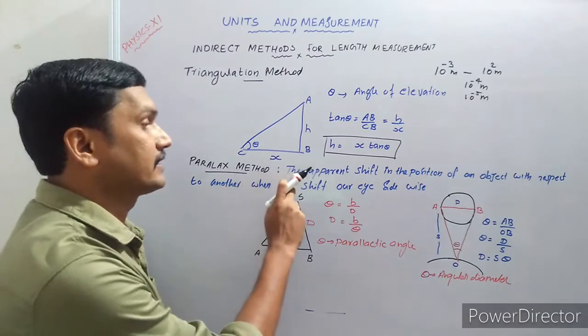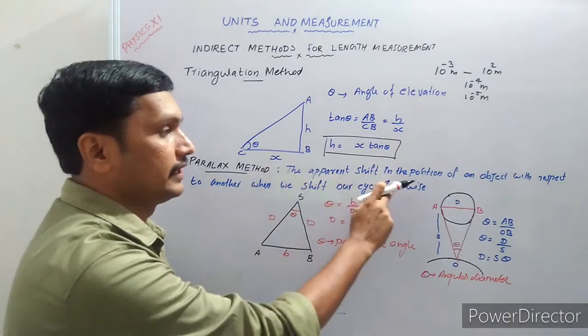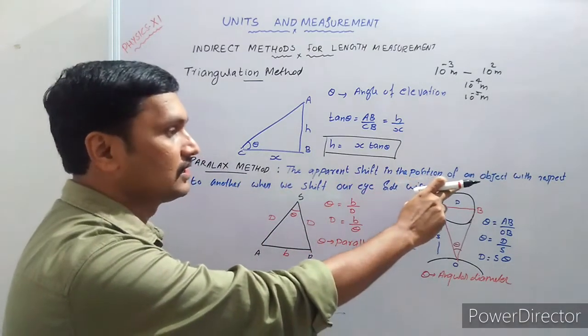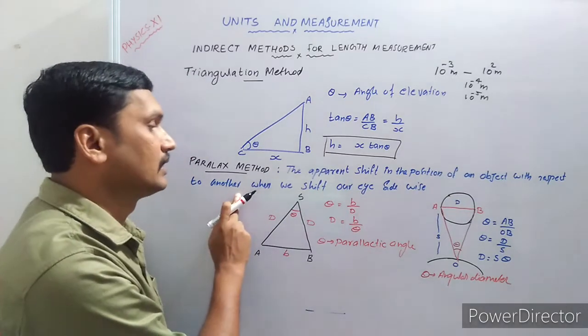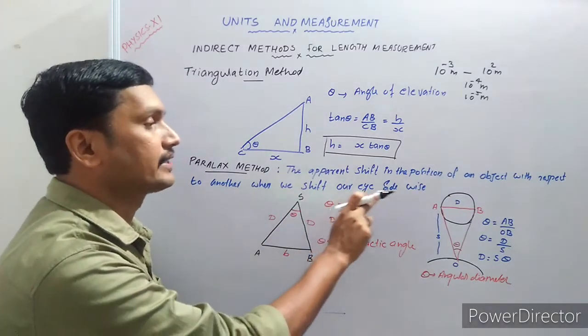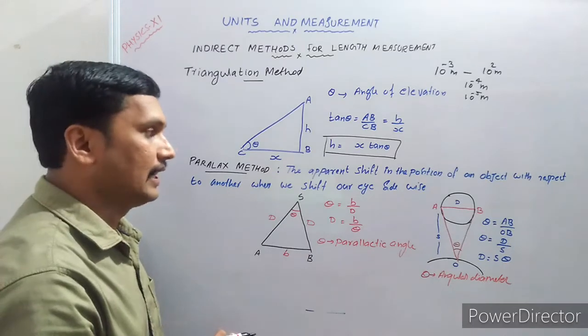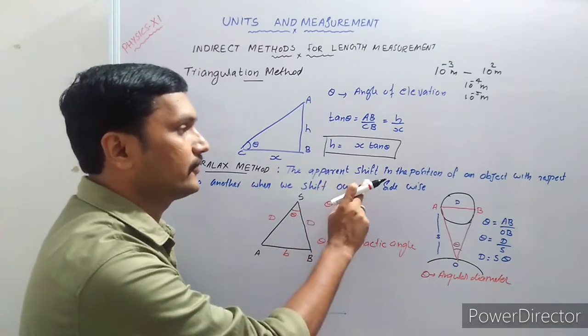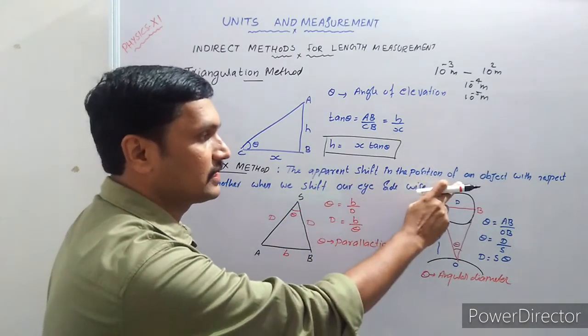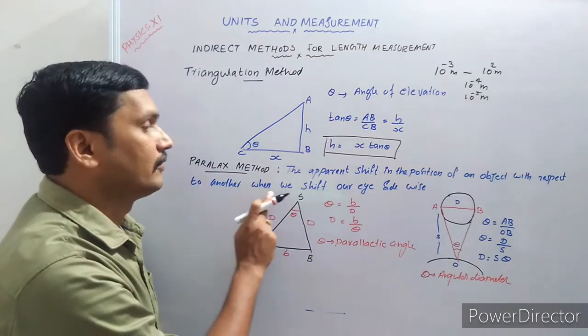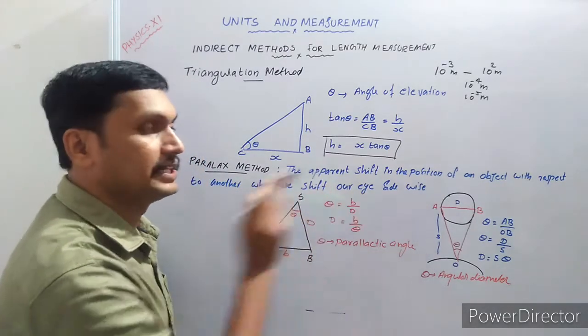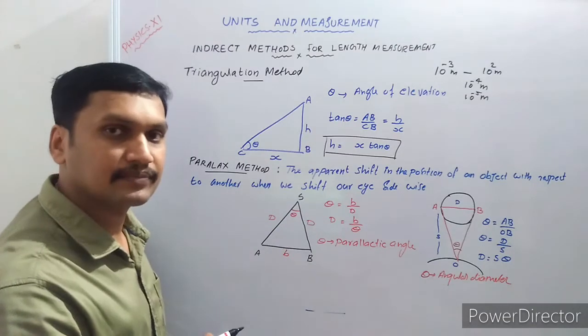The parallax is the apparent shift in the position of an object with respect to another when we shift our eye sideways.